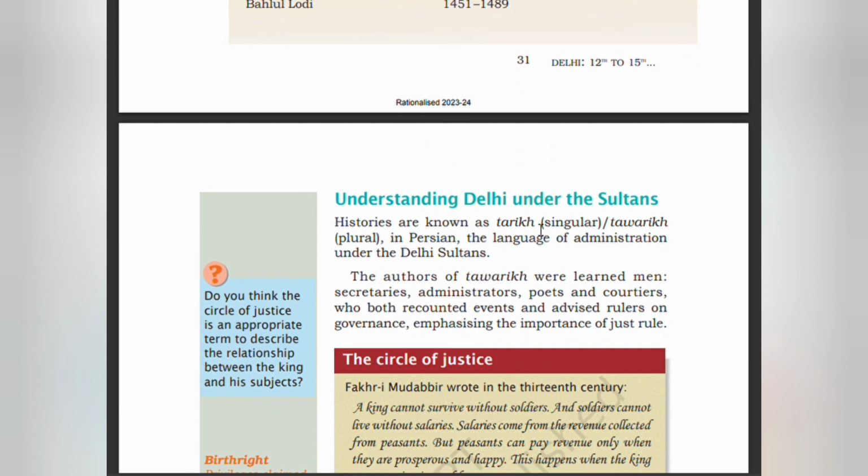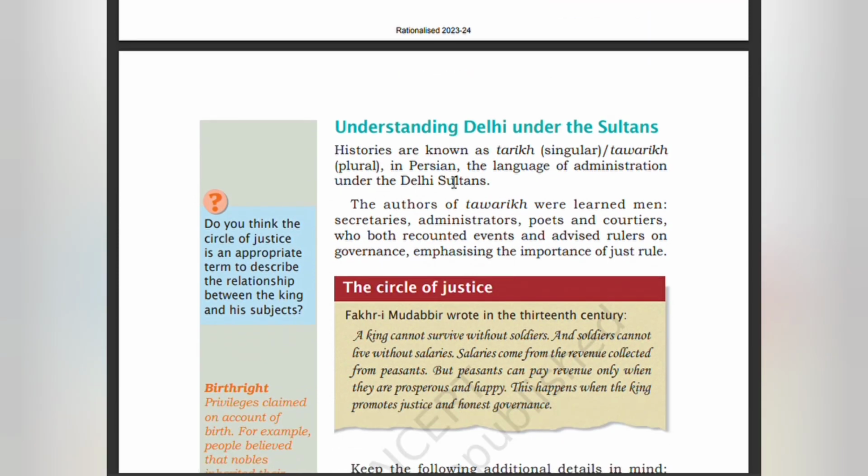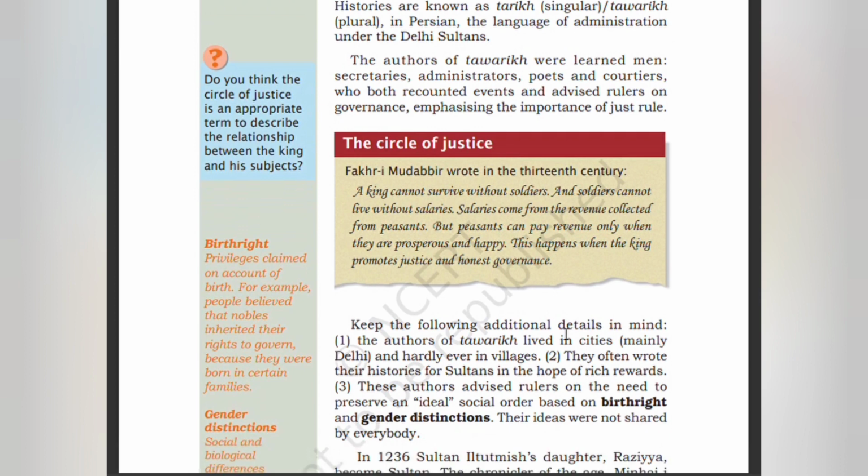Understanding Delhi under the Sultans. Histories, known as Tarikh in the Persian language of administration, were written under the Delhi Sultans. The authors of Tarikh were learned men, secretaries, administrators, poets and courtiers, who both recounted events and advised rulers on governance, emphasizing the importance of just rule. The Circle of Justice. Fakhr-i Mudabbir wrote in the 13th century: a king cannot survive without soldiers. Soldiers cannot live without salaries. Salaries come from the revenue collected from peasants. But peasants can pay revenue only when they are prosperous and happy. This happens when the king promotes justice and honest governance.